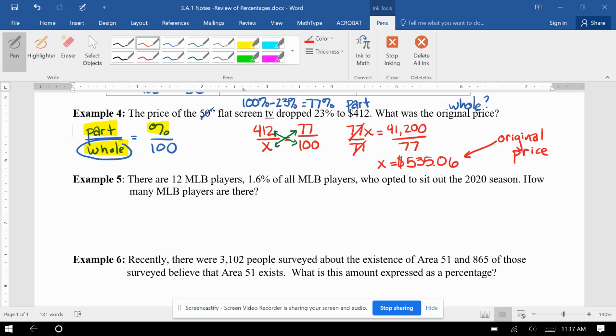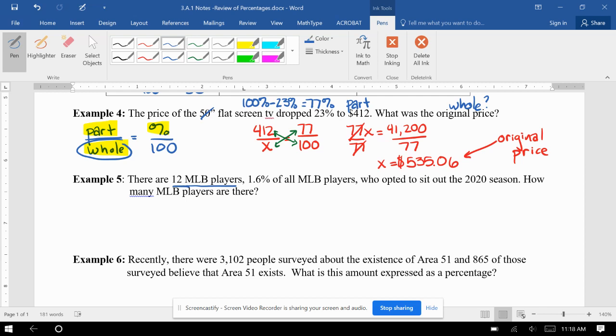Okay. We've all been watching the news, and we know that Major League Baseball is in session, and at the time we wrote these notes, there were 112 Major League players that were opting out of the season, possibly for safety reasons or whatnot. So that represents 1.6% of all Major League Baseball players who opted to sit out.